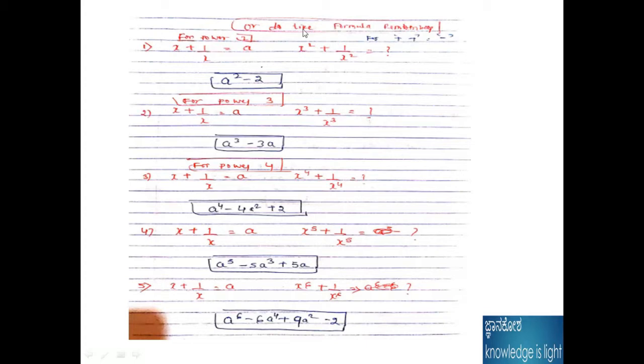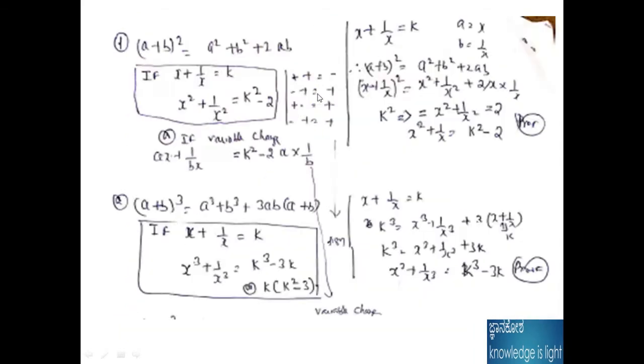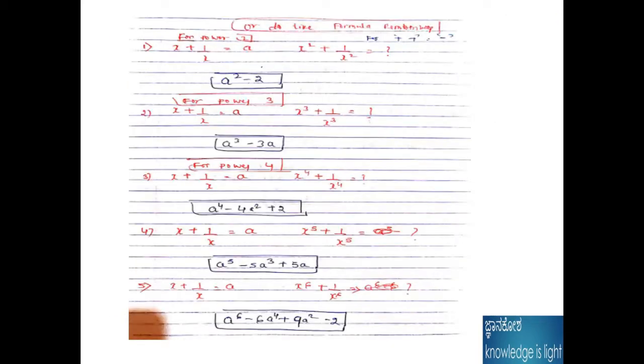Okay, this is the first question I'm asking. For this kind of question, we need to apply this logic, k square minus 2, and this is the proof of how it would be k square minus 2. Today I am not going to show the proof, because it will take more time. That's why I am taking the question only. For this kind of question, what is the answer?